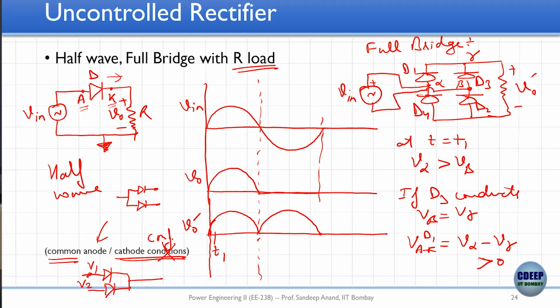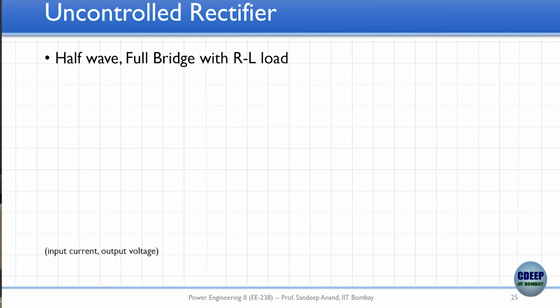Any question, any doubt? No doubt? You want me to repeat any part? Okay, then let's make our life a bit more complicated. Instead of only a resistive load, let's add a little bit of inductor in the load, right. So now the load is an R and L load, and let's say we still look at the half wave circuit, right.